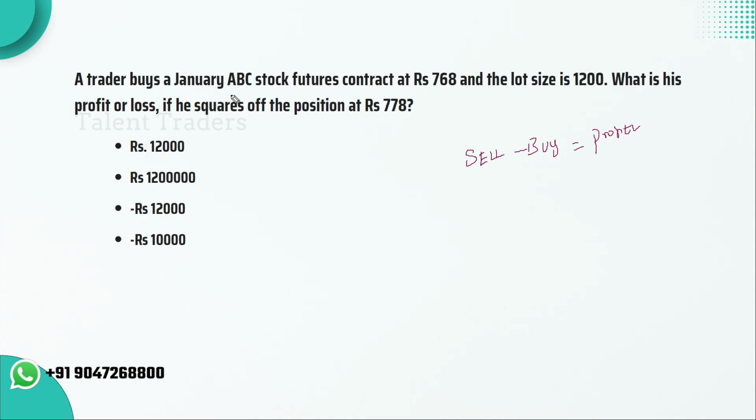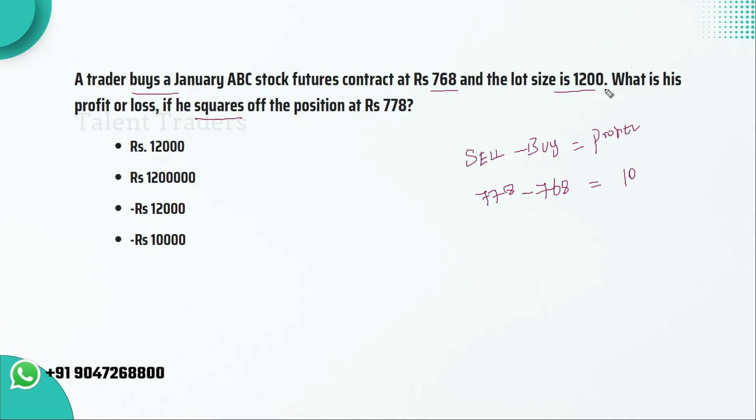The trader buys a January call option, and they clearly mention he bought it at 768, but they do not clearly mention the sale. They say he squared up. Squared up means he is closing or exiting the position. If he initially took a buy, squaring up means he sells; if he initially took a sale, squaring up means he buys. So 778 minus 768, he gets 10 rupees per share.